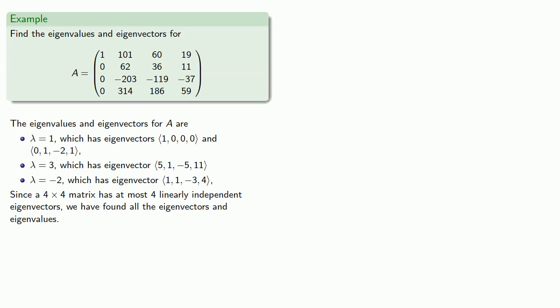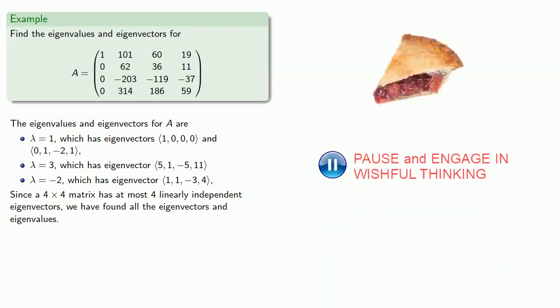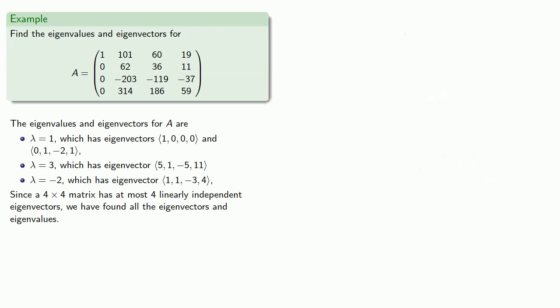In a perfect world, every matrix would have a full set of eigenvectors. But we don't live in that world. So what do we do then? We'll take a look at that next.